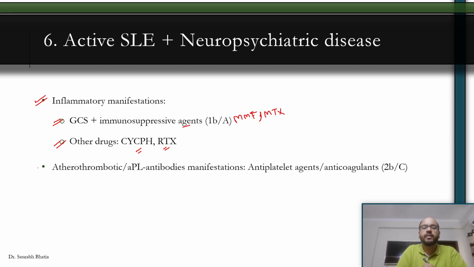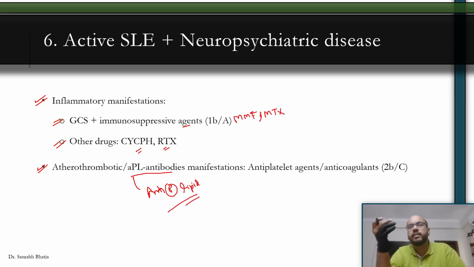If there's a history of atherothrombotic events or you have antiphospholipid syndrome, or any evidence of atherosclerotic or thrombotic events, you have to add antiplatelet agents like ecosprin or aspirin or anticoagulants like rivaroxaban. So you need to add them if there's an evidence or any history of atherosclerotic events. Clear? Let's move forward.